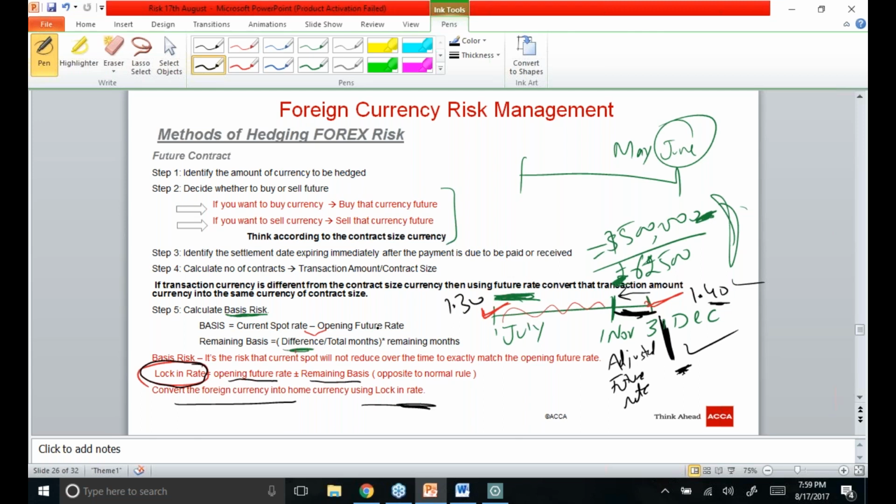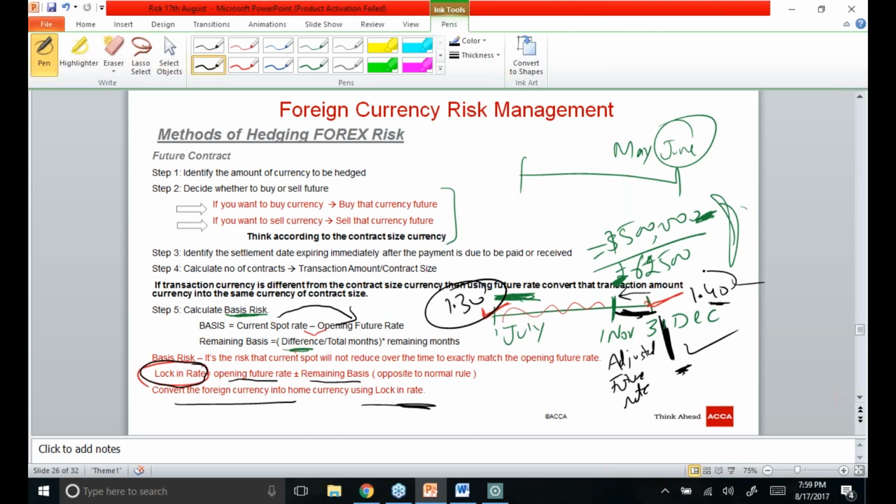Divide that basis by the total months and multiply it by the remaining months, calculate the remaining basis and adjust those remaining basis with the opening future rate. But be careful in adjusting those remaining basis with the opening future rate. If the trend is increasing, deduct those remaining basis from the opening future. If the trend is decreasing, add those remaining basis to the opening future. By saying the trend, I mean the trend from spot rate to opening future.